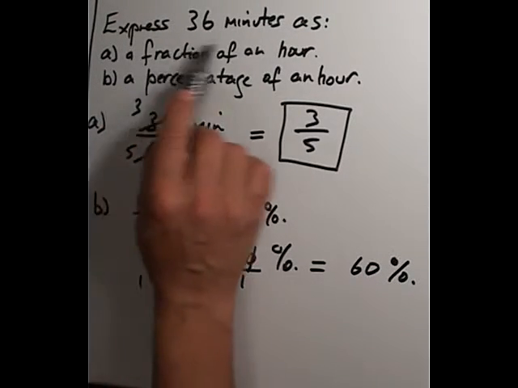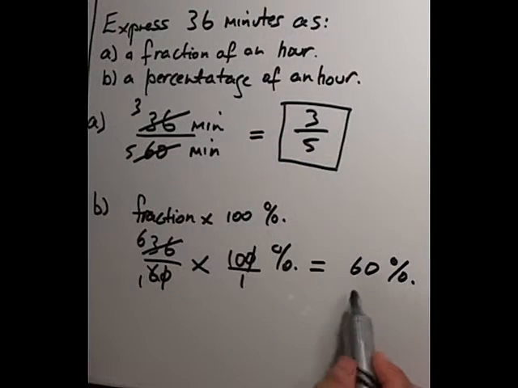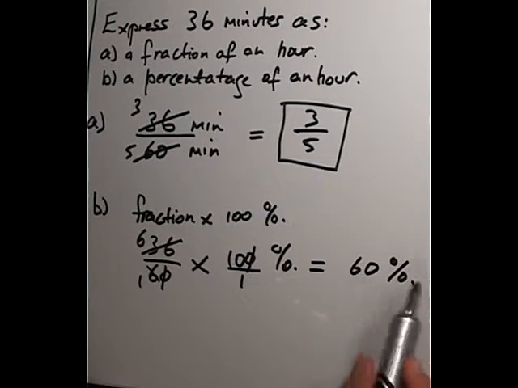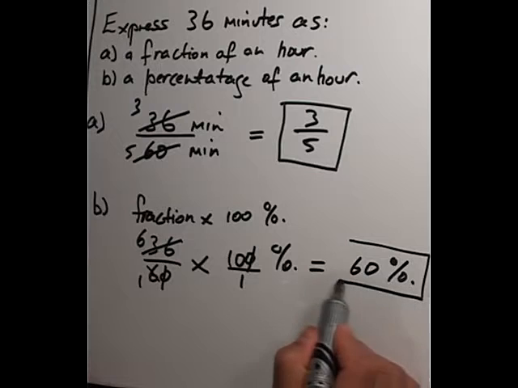So, express 36 minutes as a percentage of an hour. 36 minutes is 60% of 1 hour. This is my answer for part B.